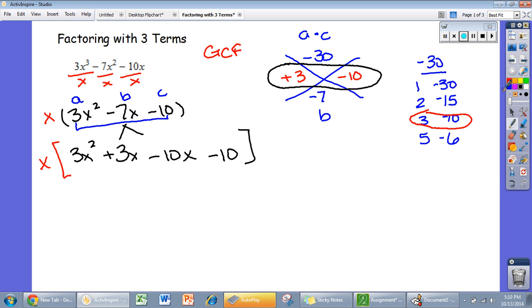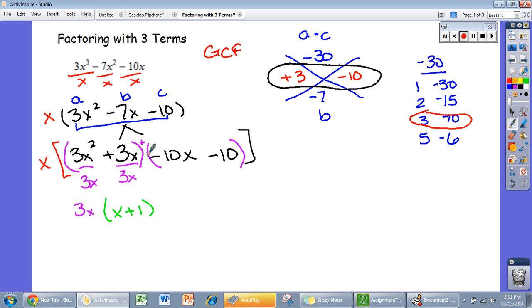At this point, this is when I start the grouping process. We have 4 terms, and we can group the first 2 and the last 2. Don't forget to include the sign. And we can ask ourselves, what can I divide my first binomial by? I can not only divide by 3, but also an x. And when I divide, what remains is x plus 1.